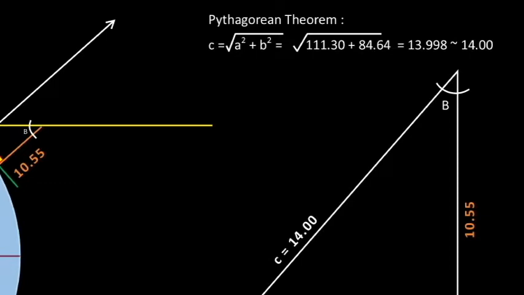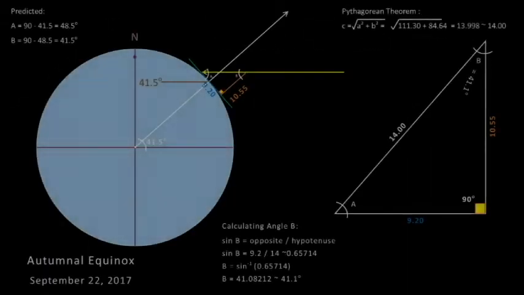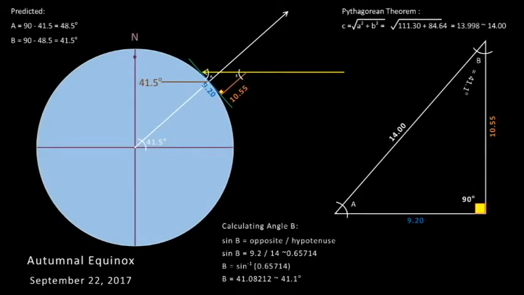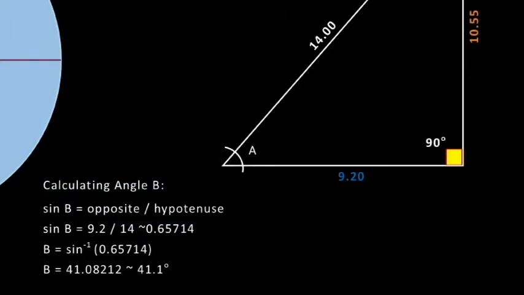All right, so what I'm going to do is calculate my angle B first. All right, and it's not a difficult calculation. I need the sine of B, which is equal to the opposite divided by the hypotenuse. The opposite leg, obviously, is the 9.20, and the hypotenuse we have is 14. And I get roughly 0.65714.